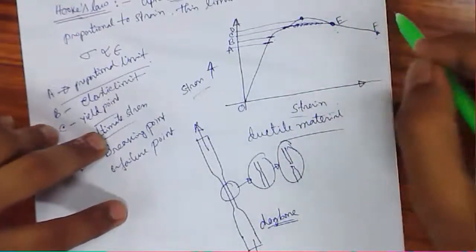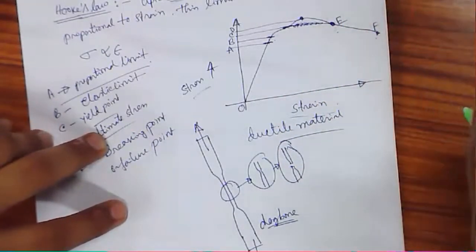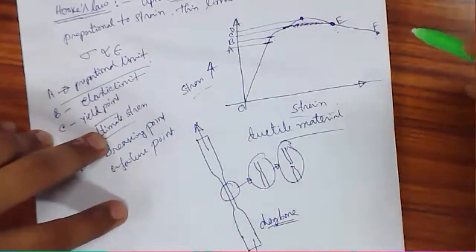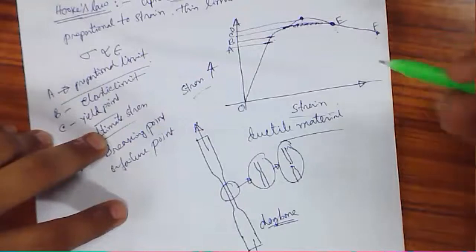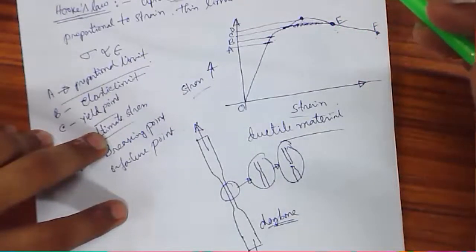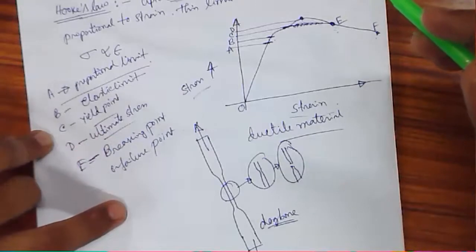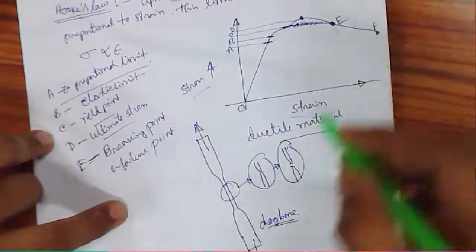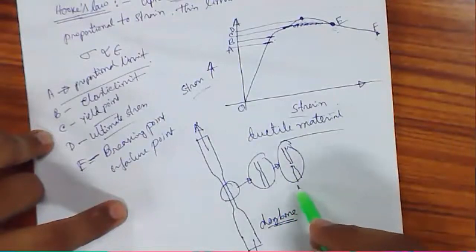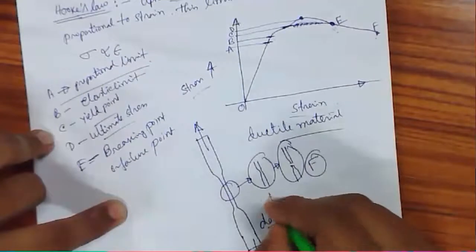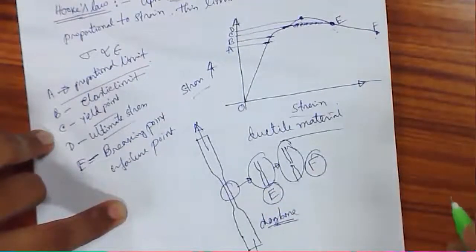When it crosses C, the yield point, strain hardening occurs, and the object gains more strength and can withstand more load. But if this load or this stress is raised more than D, the ultimate stress point, then the object starts failing. At point E, this necking occurs in the case of ductile materials, and at F, finally, it breaks. So this is F point, this is E point.